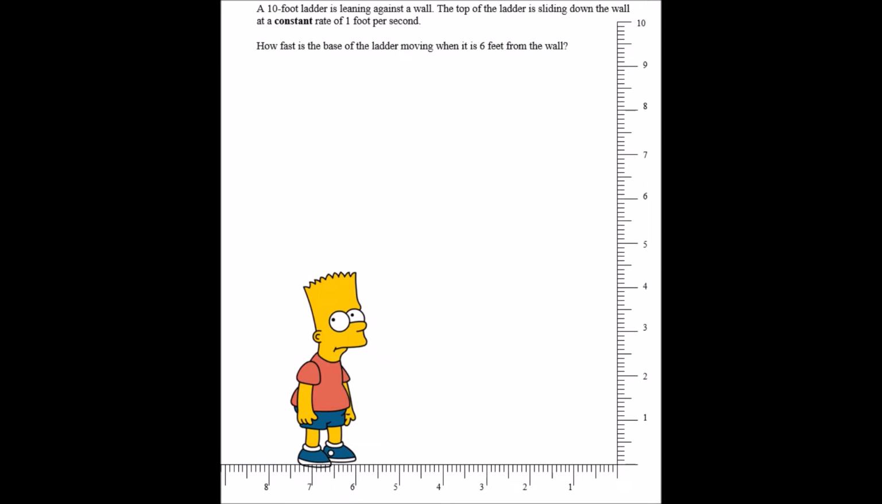This is a classic calculus-related rates problem, and you're first going to try it without using calculus. Now, you're not going to get an exact answer, but you can get a reasonable estimate, and then we're going to do it a calculus-y way, and you're going to think it's amazing.